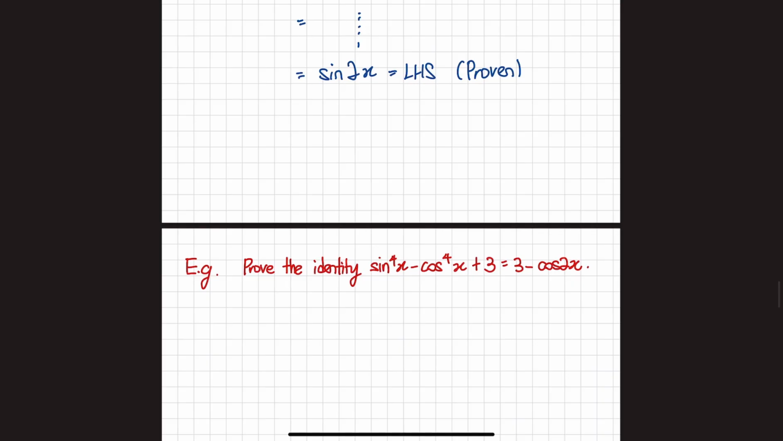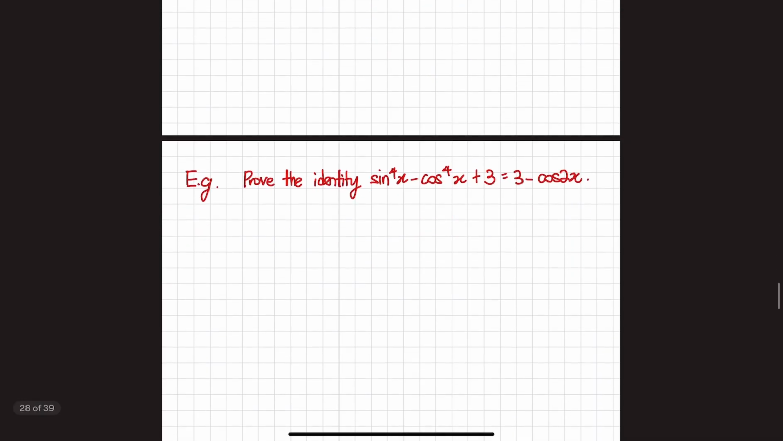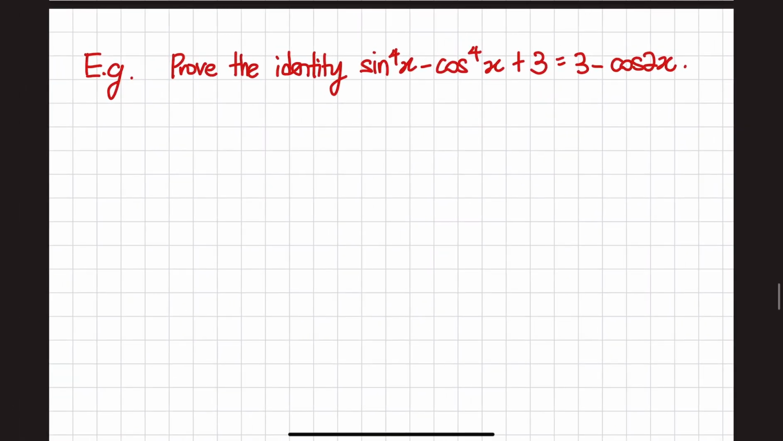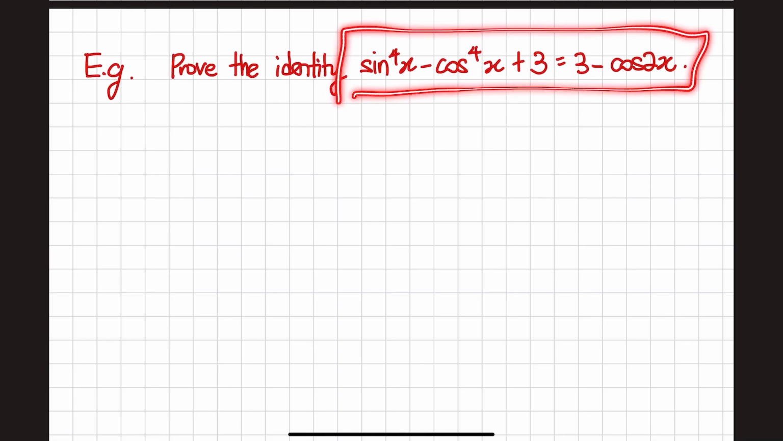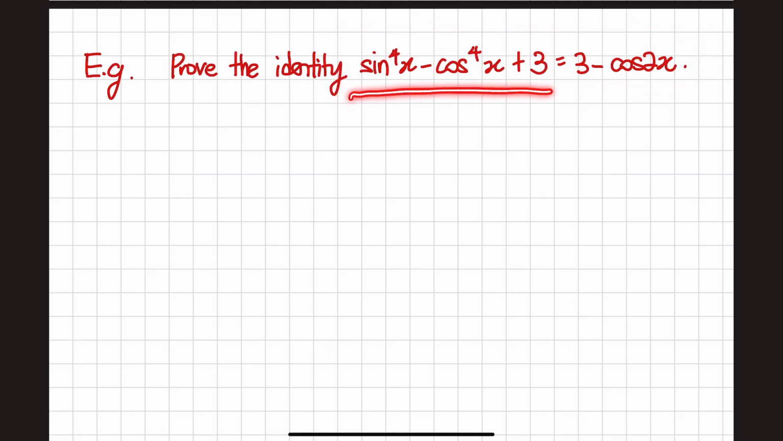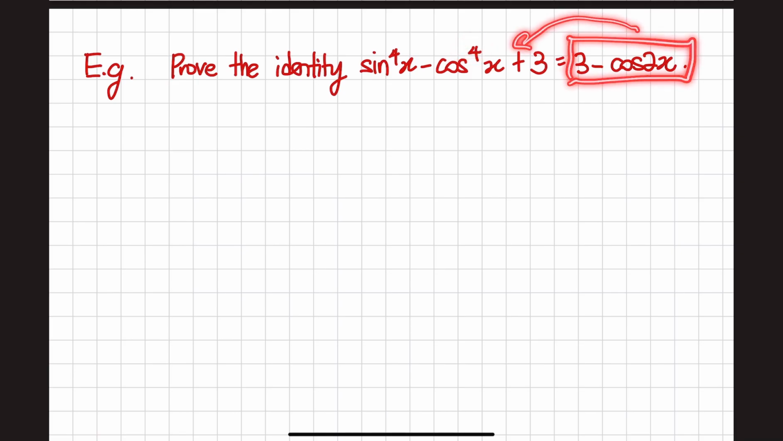Let's look at one of these identities here. Prove the identity sine power 4x minus cosine power 4x plus 3 equals 3 minus cosine 2x. Which side looks more complicated? To me, the left side looks more complicated because I have a power 4 here. It is easier to simplify a big power all the way down to something simpler than to make something complicated.